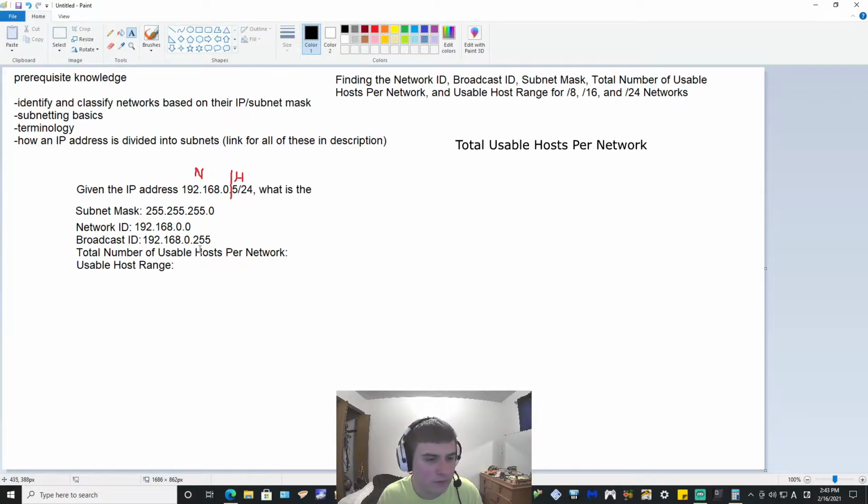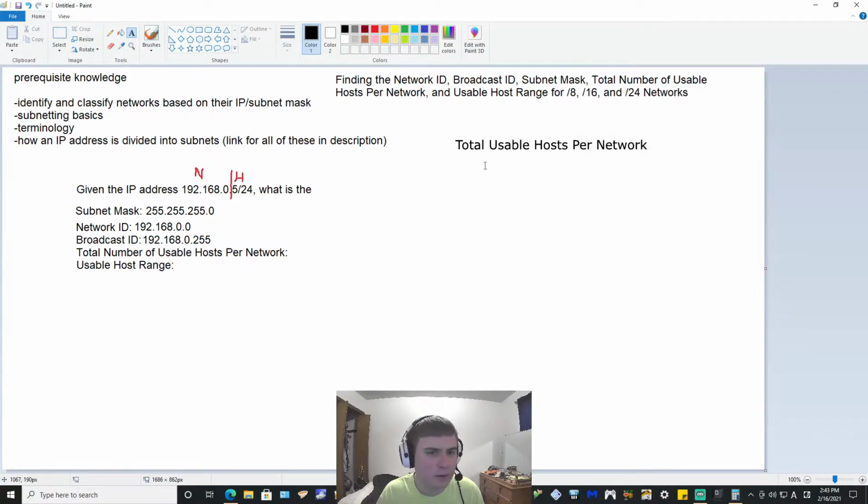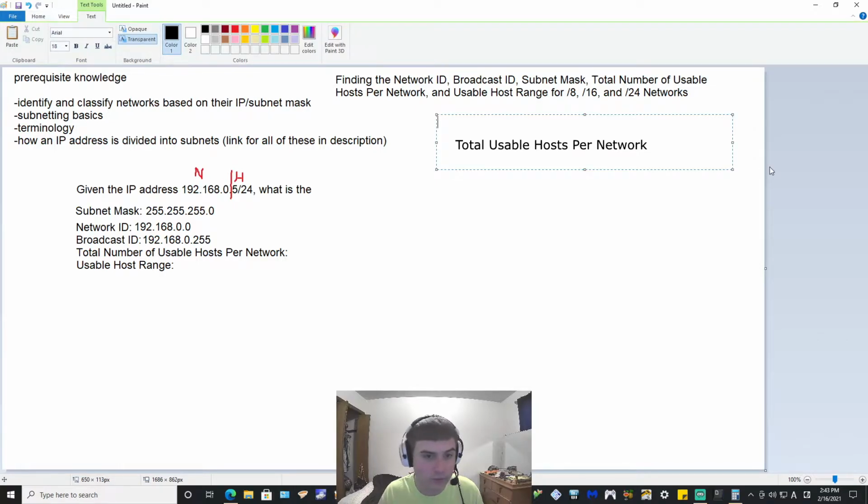So, the next question says, what's the total number of usable hosts per network? I suggest you have a calculator out for this. Really quickly, I'm going to write out the formula for the number of usable hosts per network. It is 2 to the power of the total number of host bits in the subnet mask, minus 2.